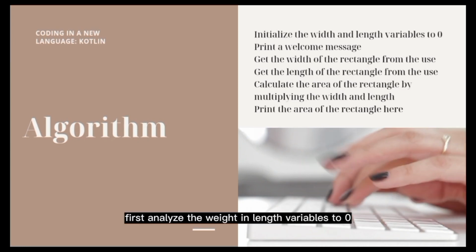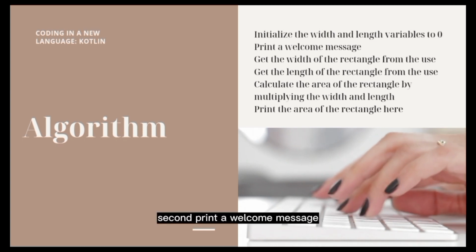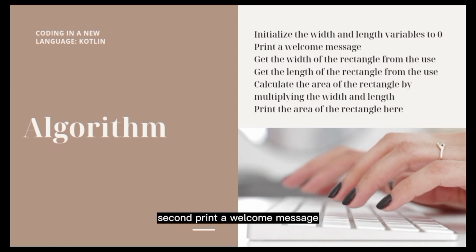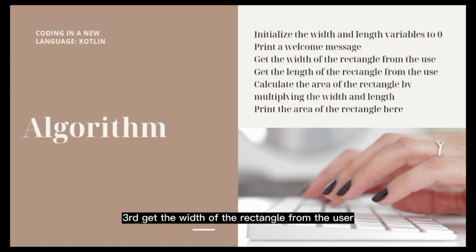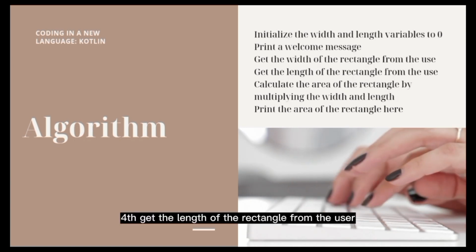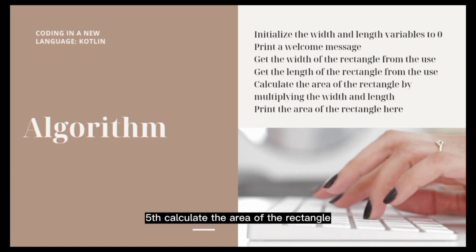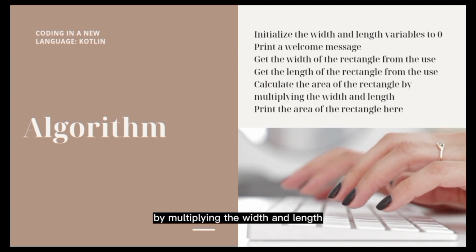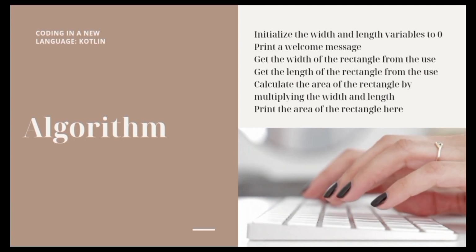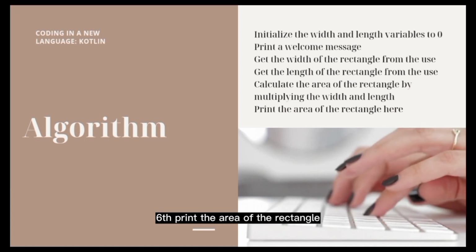First, initialize the width and length variables to 0. Second, print a welcome message. Third, get the width of the rectangle from the user. Fourth, get the length of the rectangle from the user. Fifth, calculate the area of the rectangle by multiplying the width and length. Sixth, print the area of the rectangle.